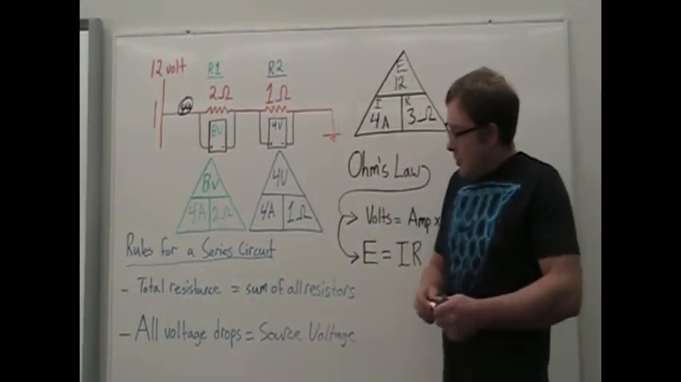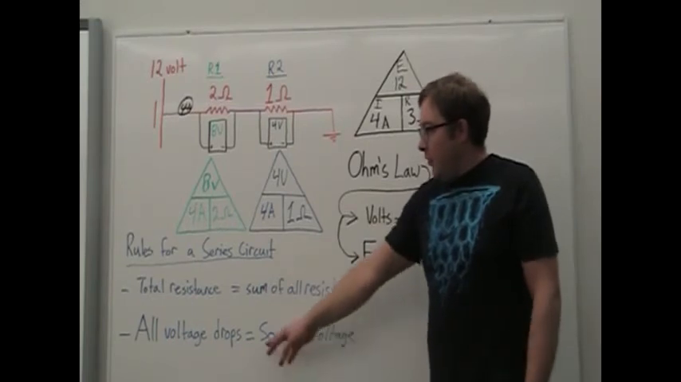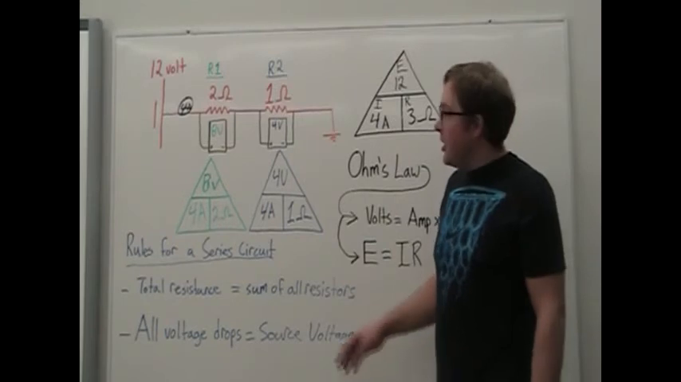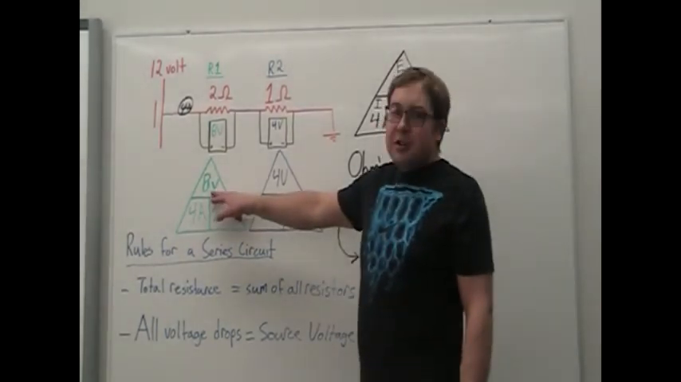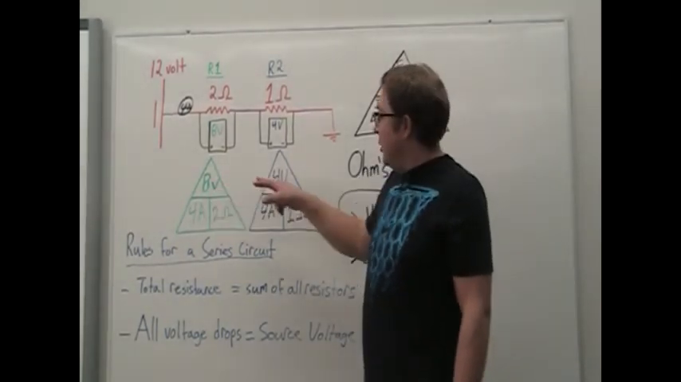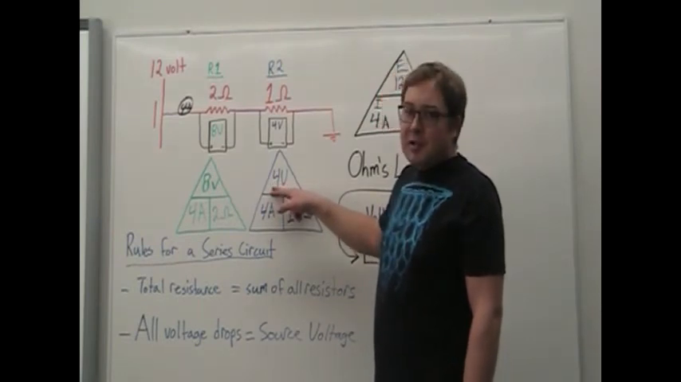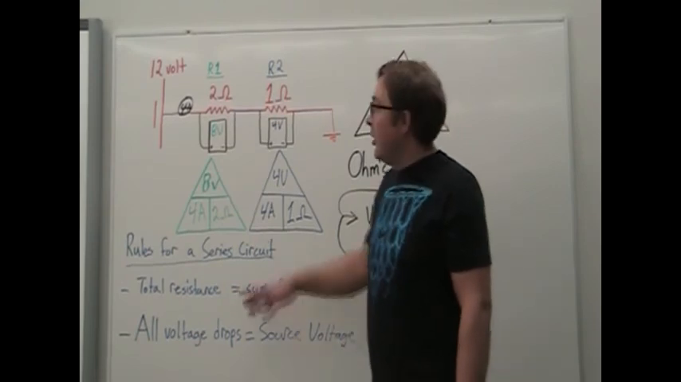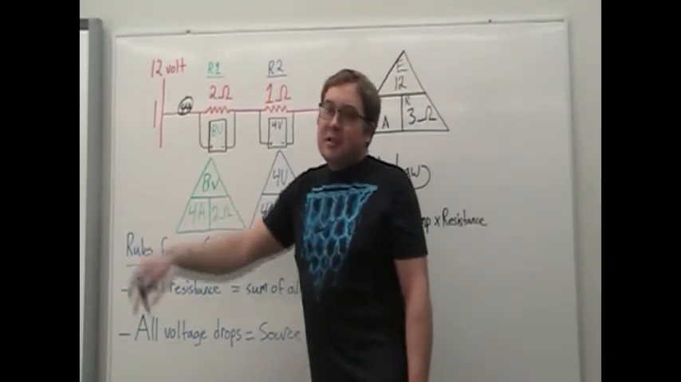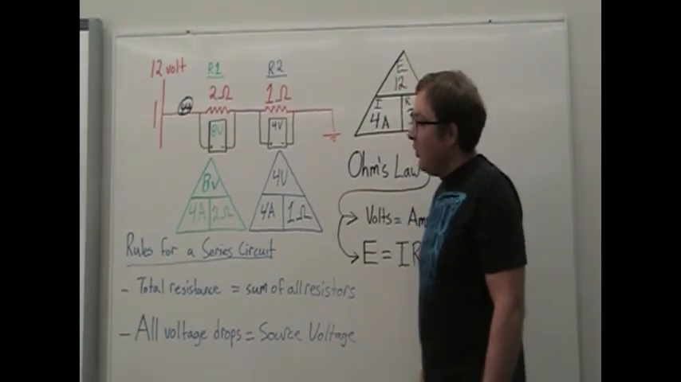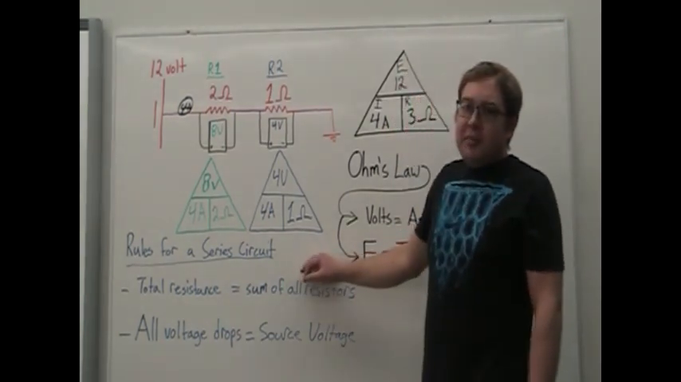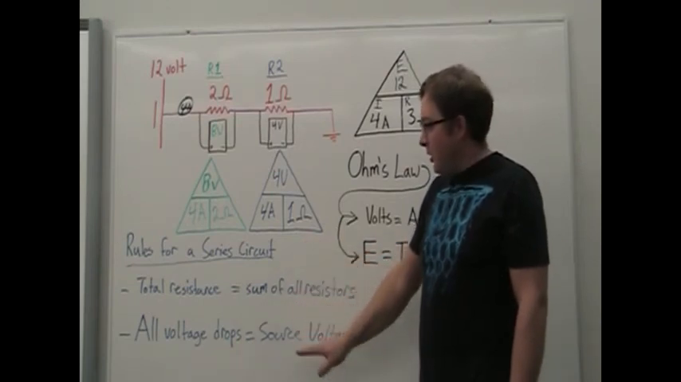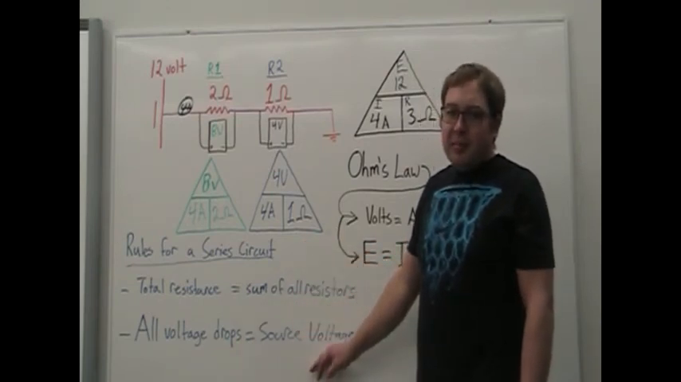Good. So remember our second rule here, all voltage drops equal source voltage. Well, let's see if it applies. We got an 8 volt drop across resistor number 1, a 4 volt drop across resistor number 2. Add them together, we're going to get our 12 volts, and our source voltage is 12. So you know you've done your math right, and you know you've done your calculations right when you can go back and all your math adds up, right?